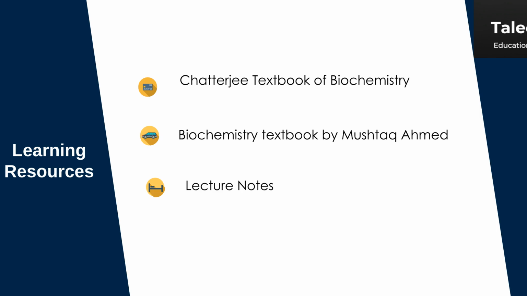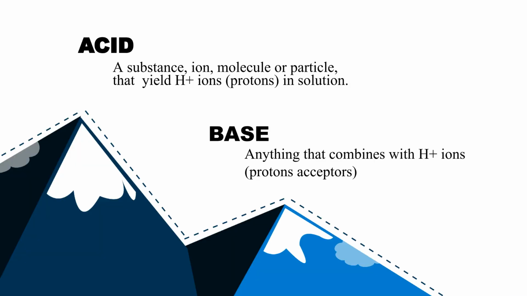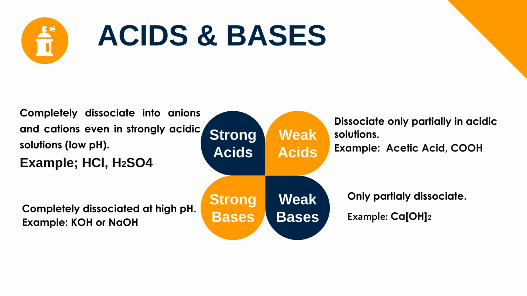lecture notes. To begin, an acid is a substance, ion, molecule, or particle that yields hydrogen ions or protons in a solution. A base is anything that combines with hydrogen ions, acting as a proton acceptor. Acids and bases are categorized based on their dissociation. Strong acids completely dissociate, even in strongly acidic solutions, while weak acids only partially dissociate. Similarly, strong bases completely dissociate at high pH, and weak bases only partially dissociate.